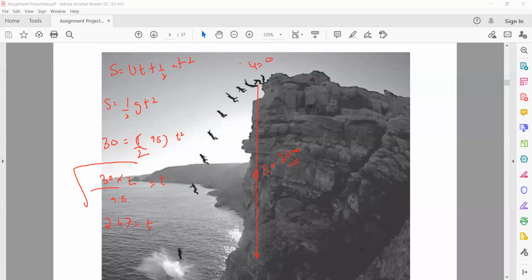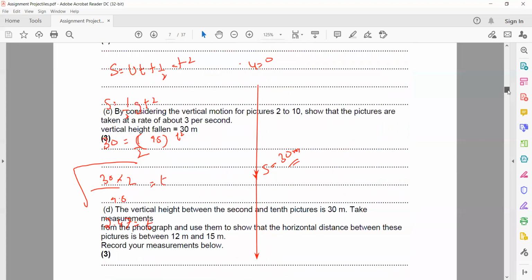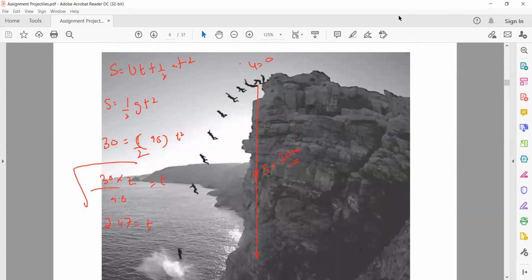And how many pictures are there? As you can see, there are 8 pictures. We want to show that the pictures are taken at a rate of 3 pictures per second. They mention here, by considering the vertical motion from 2 to 10, show that the pictures are taken at a rate of 3 per second. So how many pictures are there from 2 to 10? Because 2 is already there, when we count 1, 2, 3, 4, 5, 6, 7, 8 pictures are taken in this time interval of 2.47 seconds.